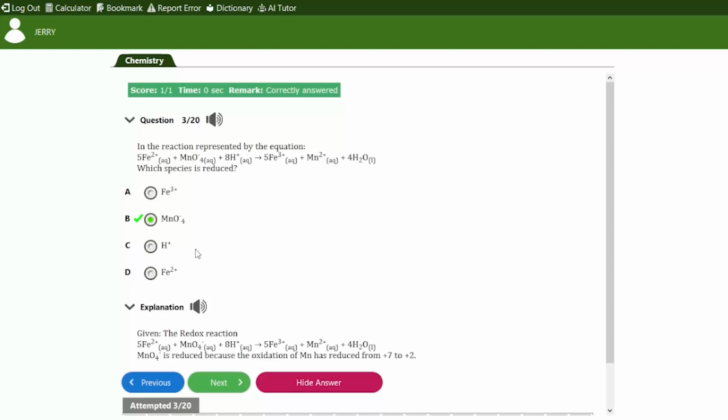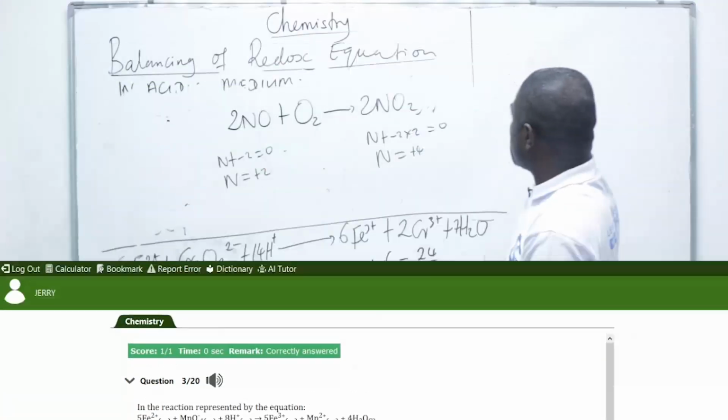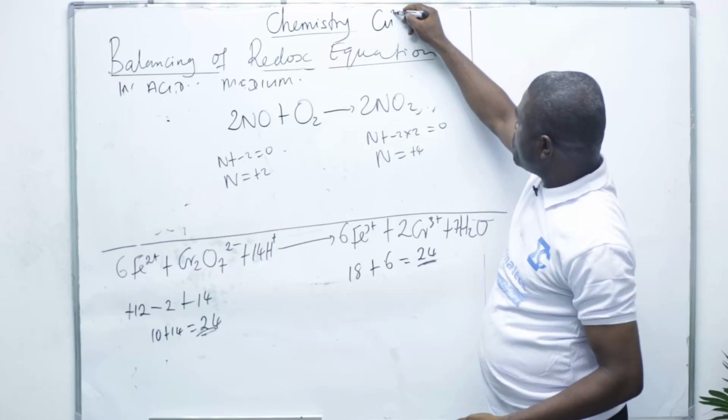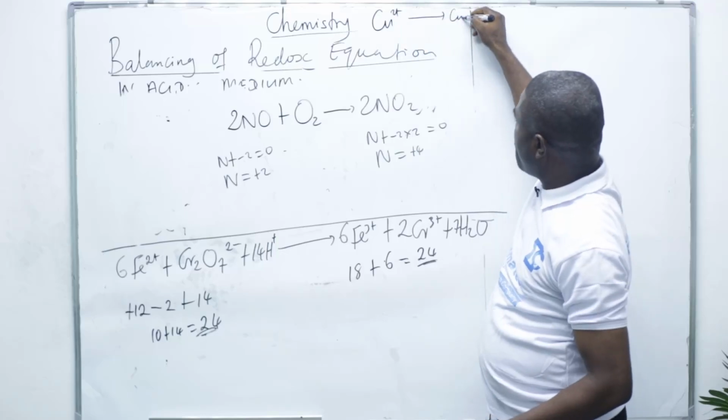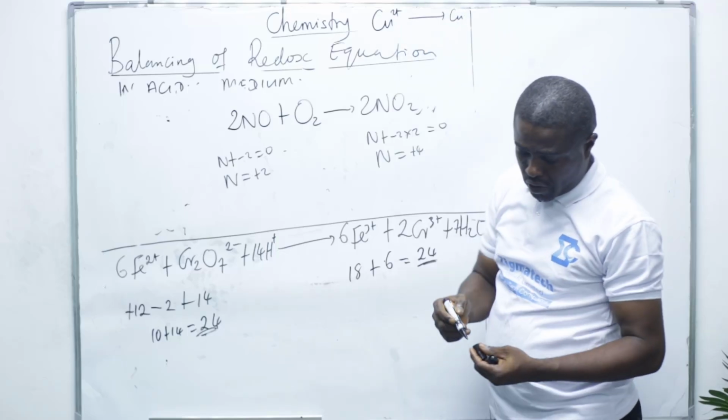But the question there demands that you should get that of copper. So it's from copper to copper. But the mistake there was we moved from sulfur to copper. So the correct answer there was from copper 2 to ordinary copper. That is a reduction.